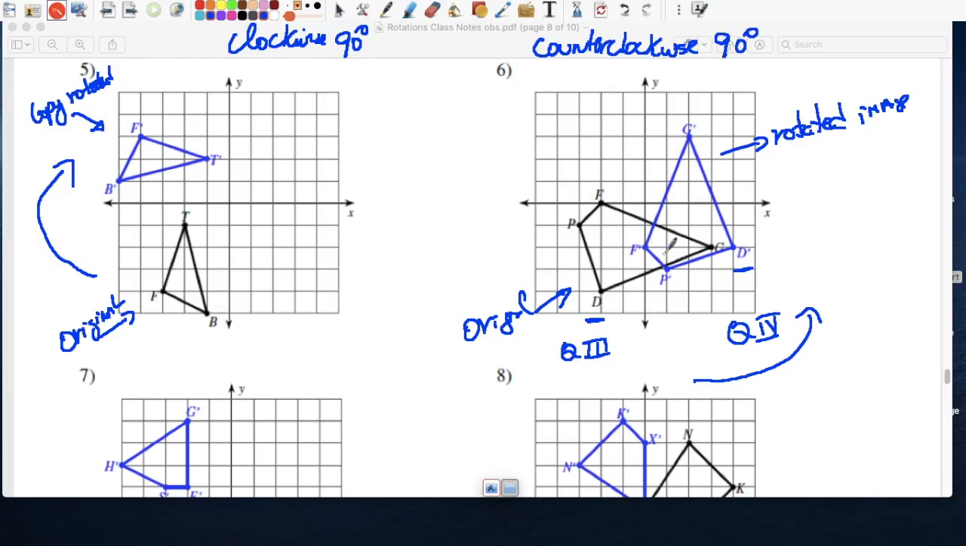So look at point F. Actually, point F is on the axis. It went from one axis to the other axis. Point P went from quadrant 3 to quadrant 2. And point G is actually in quadrant 2. And where does it go? To quadrant 1. And regardless, it's still one quadrant over. Okay.